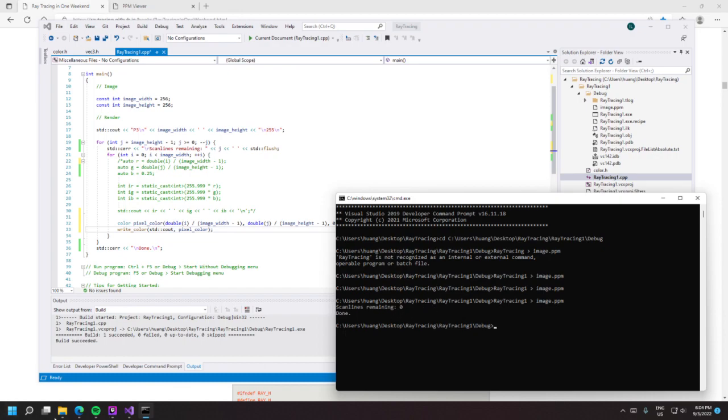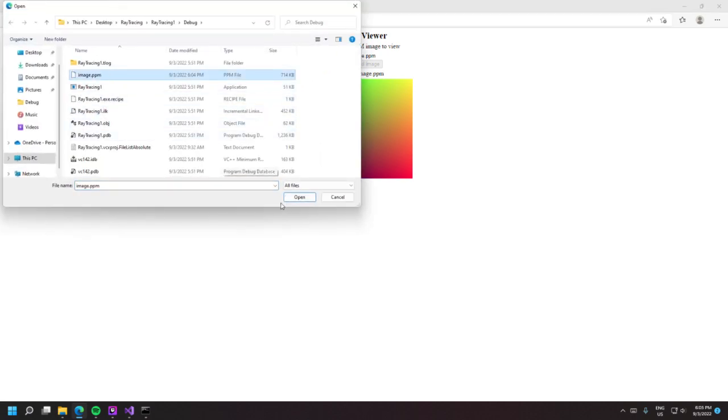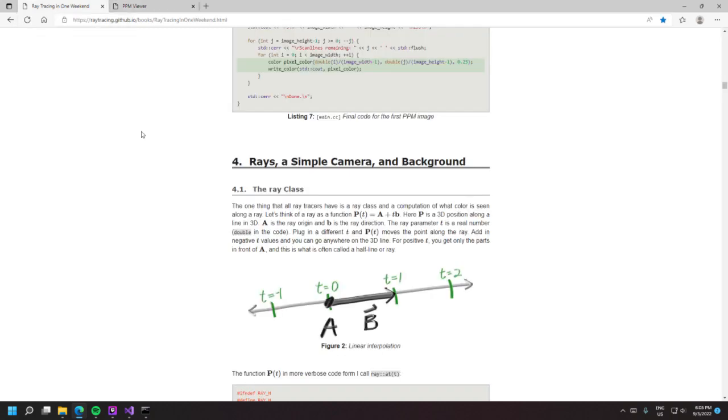Scan lines remaining, done. Okay, so this is done, and let's use our PPM viewer to see what's going on with the picture. The picture is very much the same because we basically use the same data, like same numbers for every pixel, so it should be the same. Yes. Okay, so this is the final code for our first PPM image. I think we did pretty well. Nothing really went wrong, so it's good. Let's continue. We need to learn something now, I think.